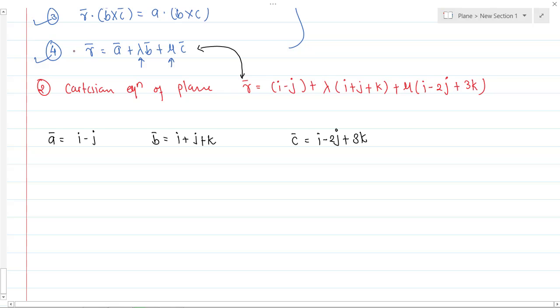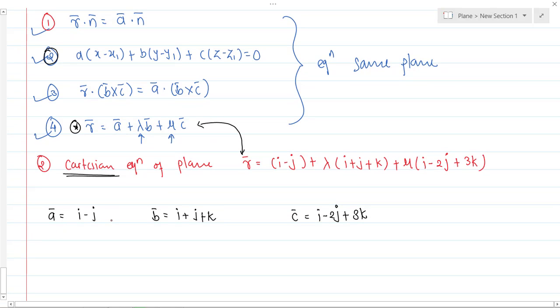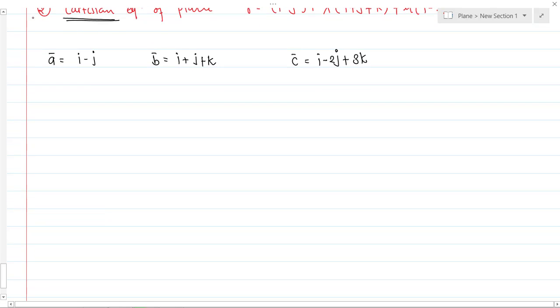R bar equals A bar plus lambda B bar plus mu C bar. And I have to find the Cartesian equation of the plane. This is what the Cartesian equation is: a into x minus x1, y minus y1, z minus z1. You know that the point A is known, this is the position vector of point A. So the coordinates of point A, I can write as 1 comma minus 1 comma 0.